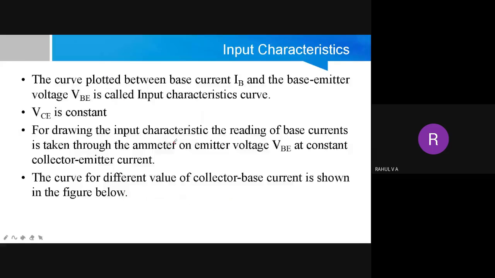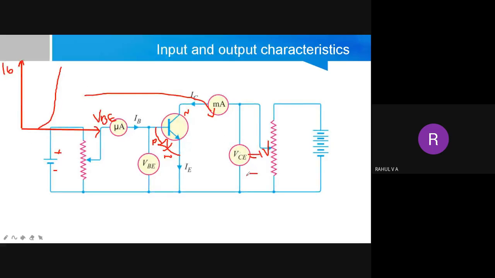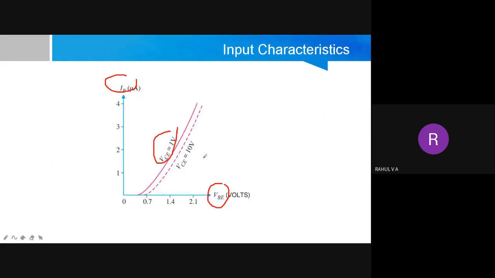After that, what I did is I changed this VCE to some 10 volt. Again I repeated the same process. So there is a slight change in the characteristics. Characteristics shifted towards the right side. If I again increase the voltage, it will slowly shift towards the right side.